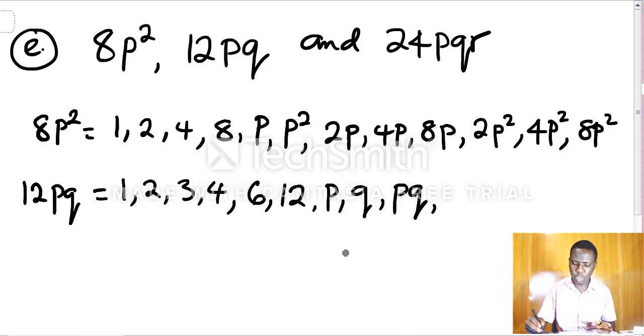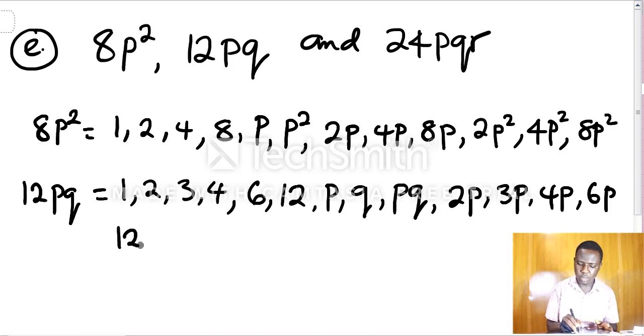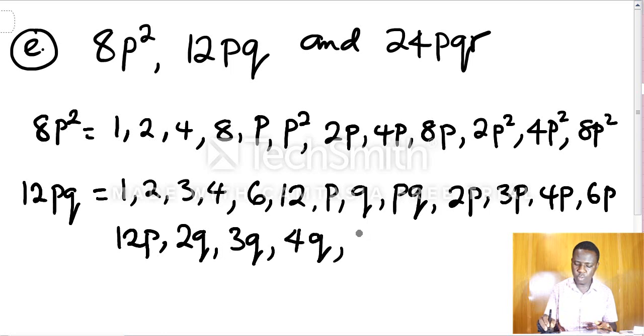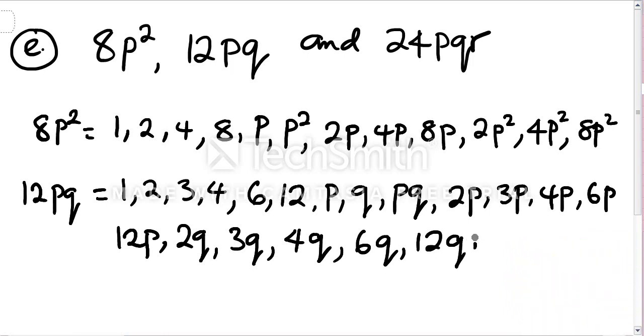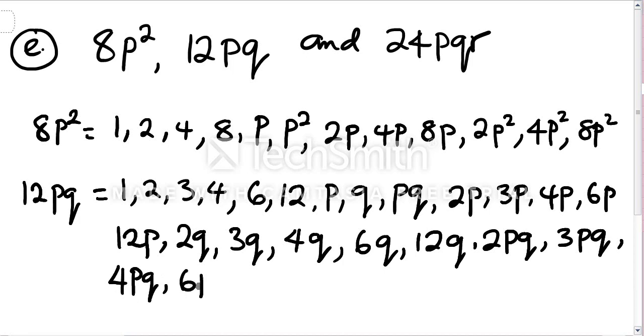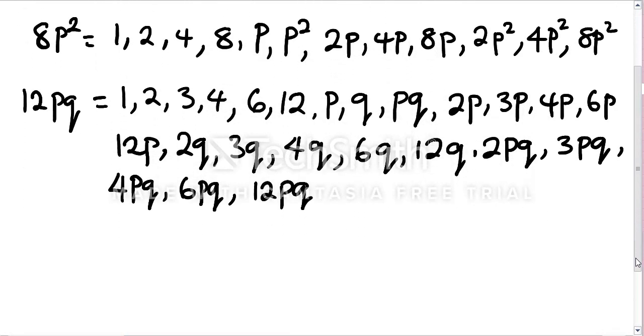So let's get the multiples. This includes 2p, 3p, 4p, 6p, 12p, and in terms of q, we have 2q, 3q, 4q, 6q, 12q, and in terms of pq, we have 2pq, 3pq, 4pq, 6pq, and 12pq. So these are the factors of 12pq.